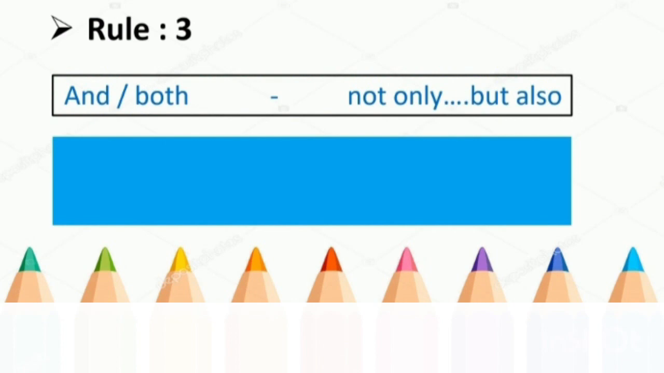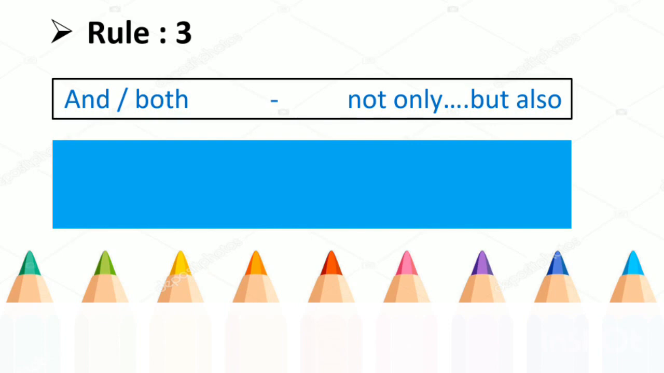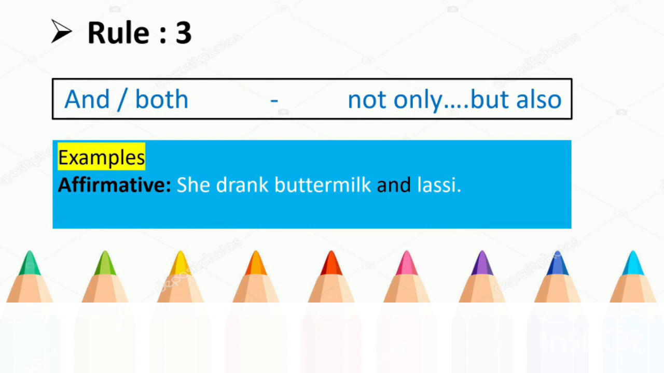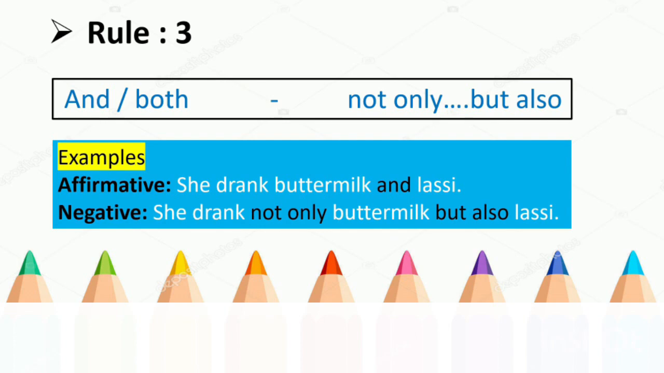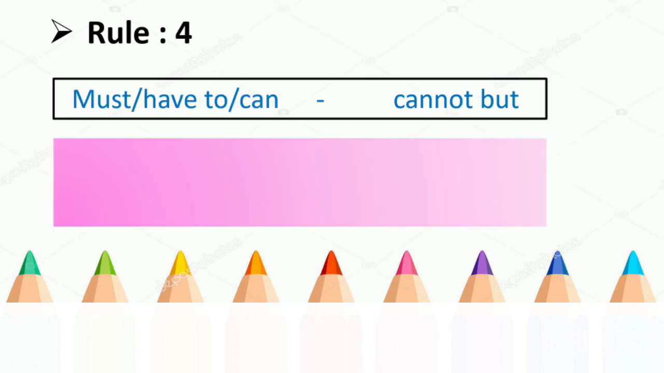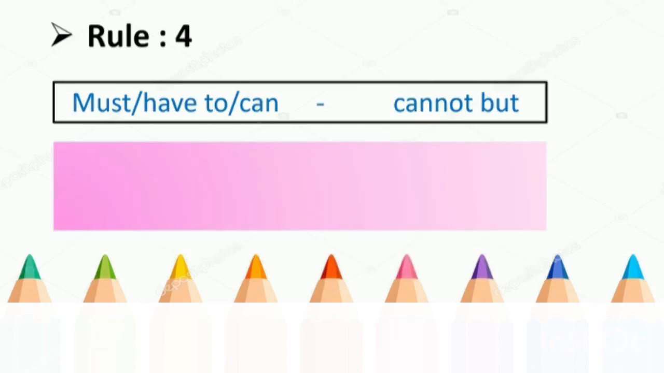Rule number 3. When you find and or both in a sentence, you will have to replace them with not only but also. For example, she drank buttermilk and lassi. So here you can find the use of and. How will we convert it into negative? By using not only but also. So we will say: she drank not only buttermilk but also lassi. Meaning is the same.